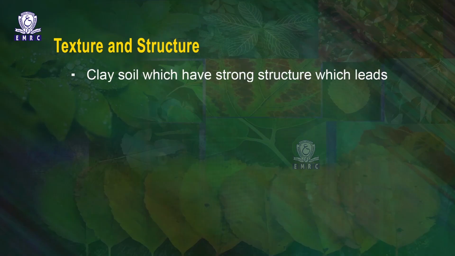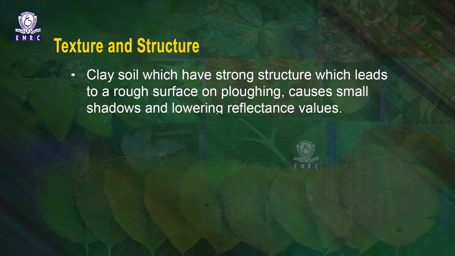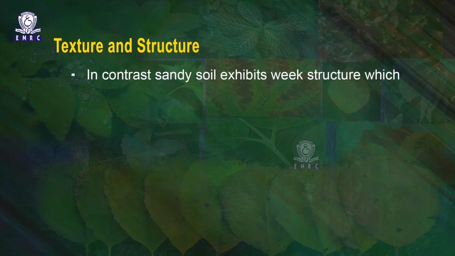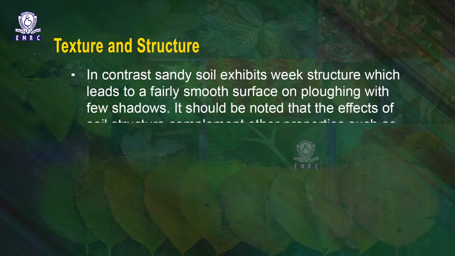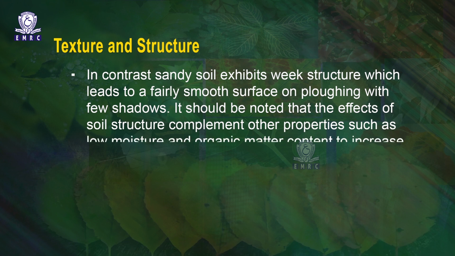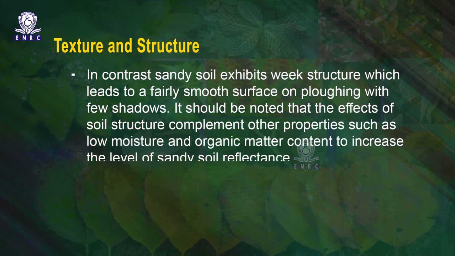The relationship between the texture and structure of the soil can be described with two contrasting soil types. Clay soil has a strong structure, which leads to a rough surface on ploughing, causing small shadows and lowering reflectance values. In contrast, sandy soil exhibits weak structure, which leads to a fairly smooth surface on ploughing with few shadows. It should be noted that the effects of the soil structure complement other properties such as low moisture and organic matter content to increase the level of sandy soil's reflectance.